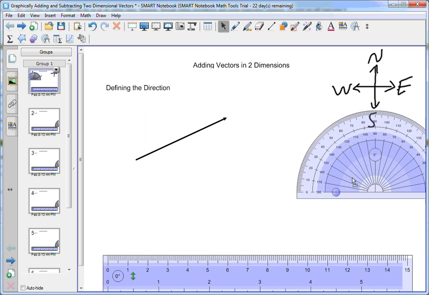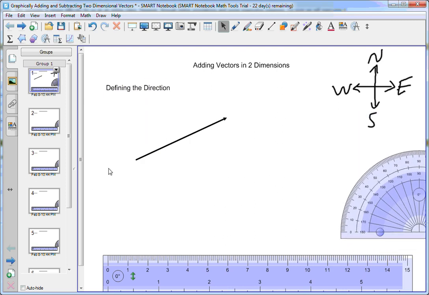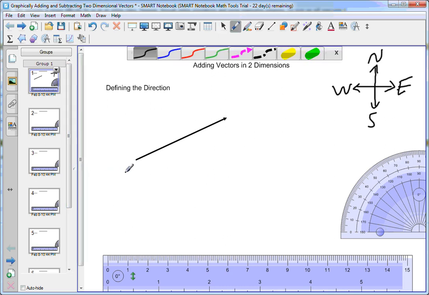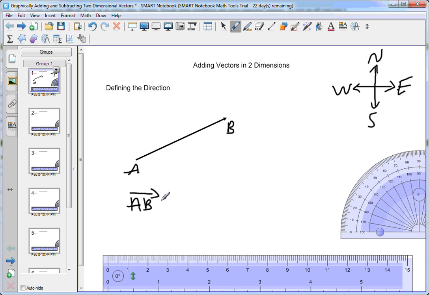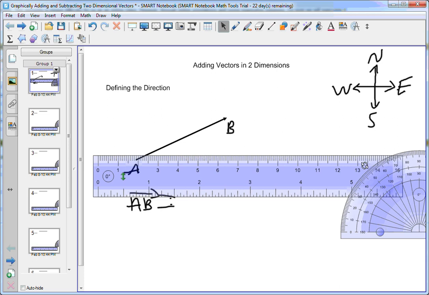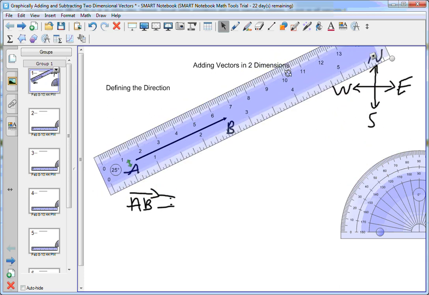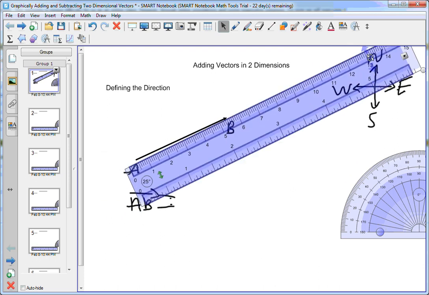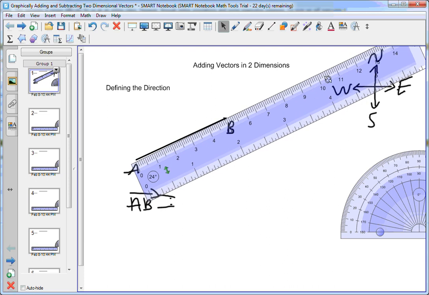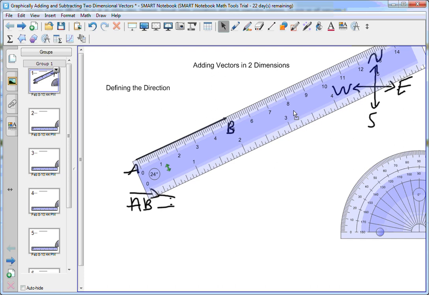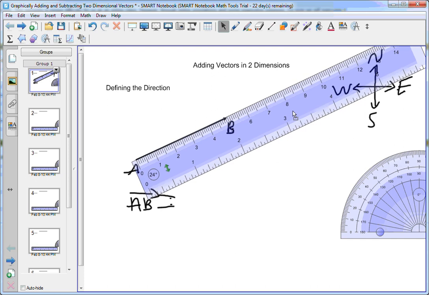So we can say then, if this line is line segment AB, we can say that vector AB is equal to, now we have to measure it, and I measure it to be, looks like 5 centimeters. Look at that, I got it dead on.